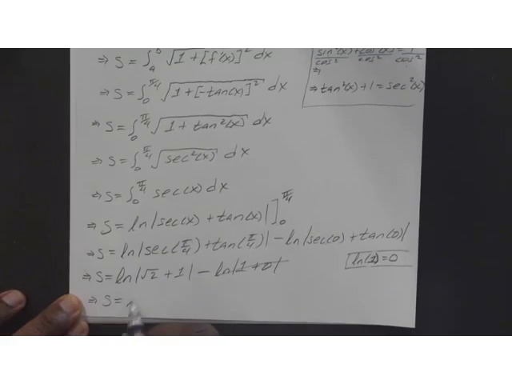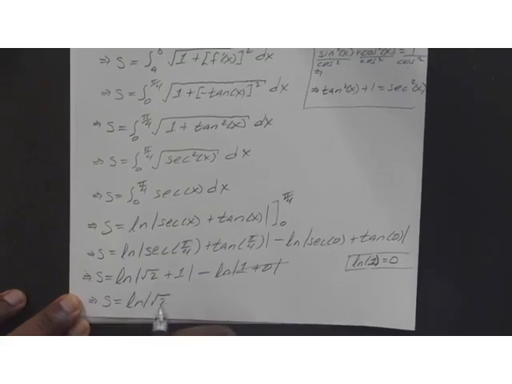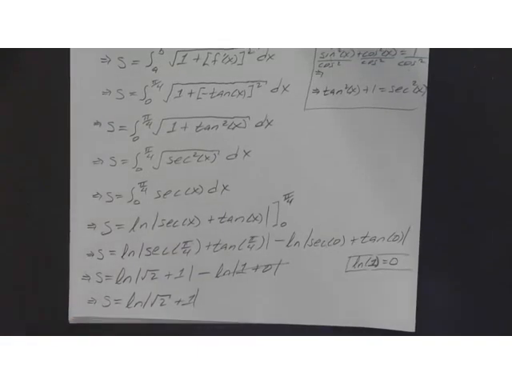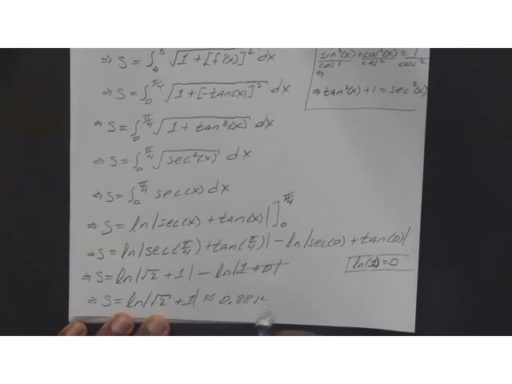So that leaves us with our arc length is equal to the natural log of the square root of 2 plus 1. But if they want the decimal approximation, you plug that into your calculator, you should get 0.8814, depending on how many decimal places they want it rounded to.